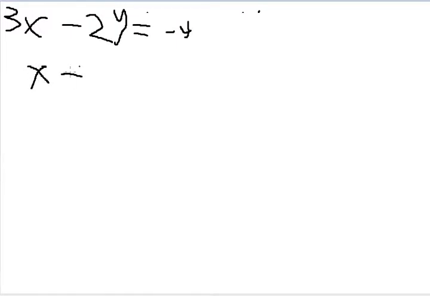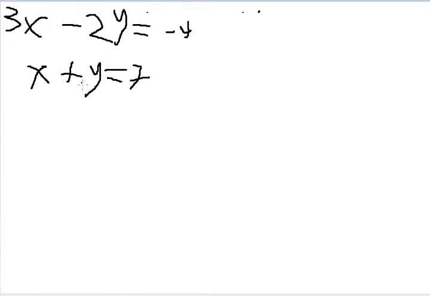First, we have 3x minus 2y equals -4. It's a nice simple equation, but it is impossible to solve on its own. The second one will be x plus y equals 7.